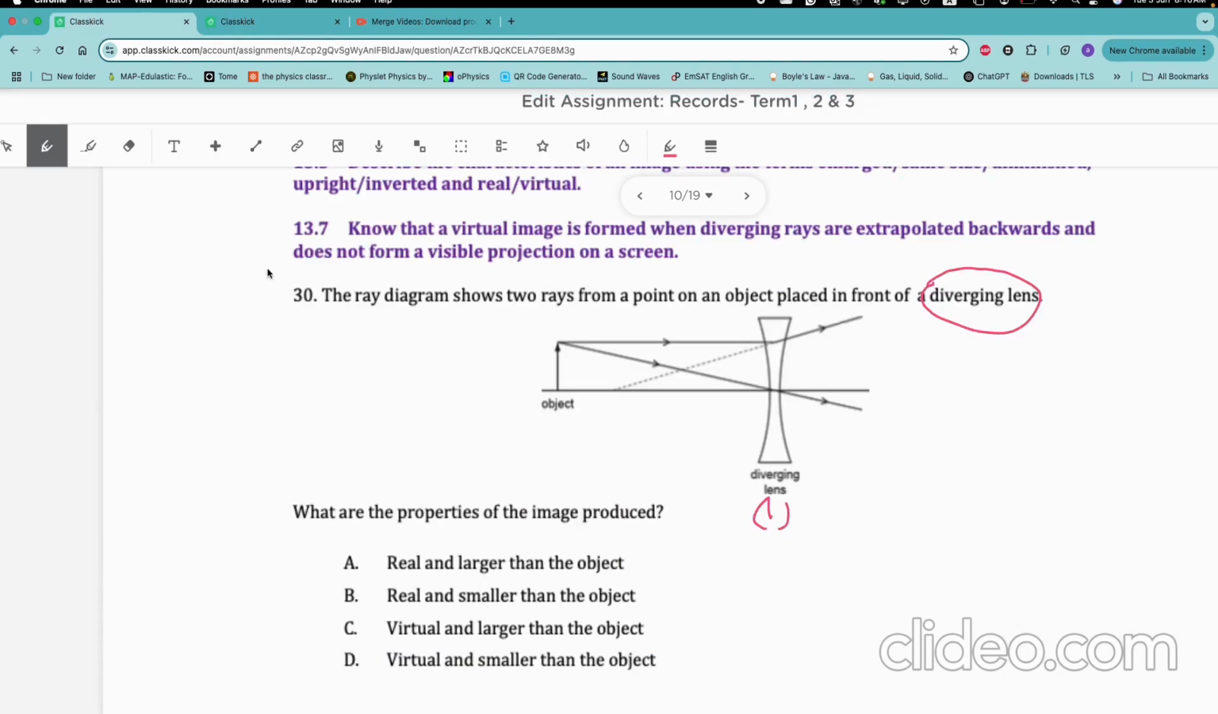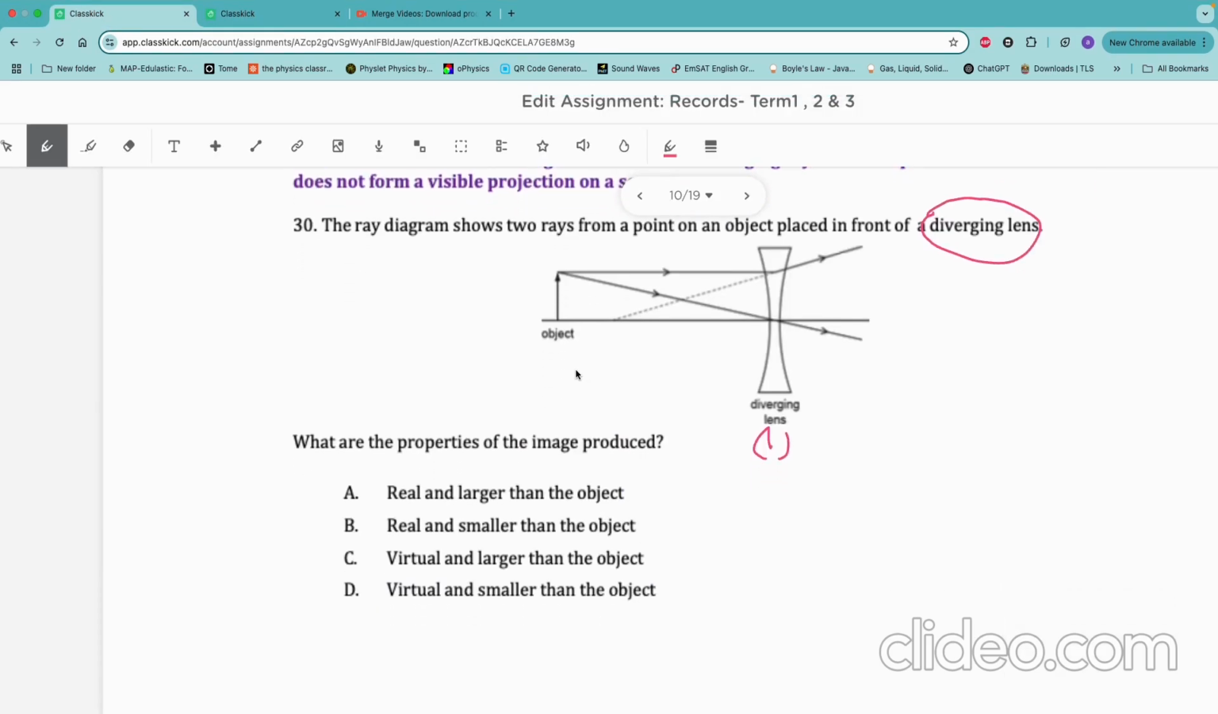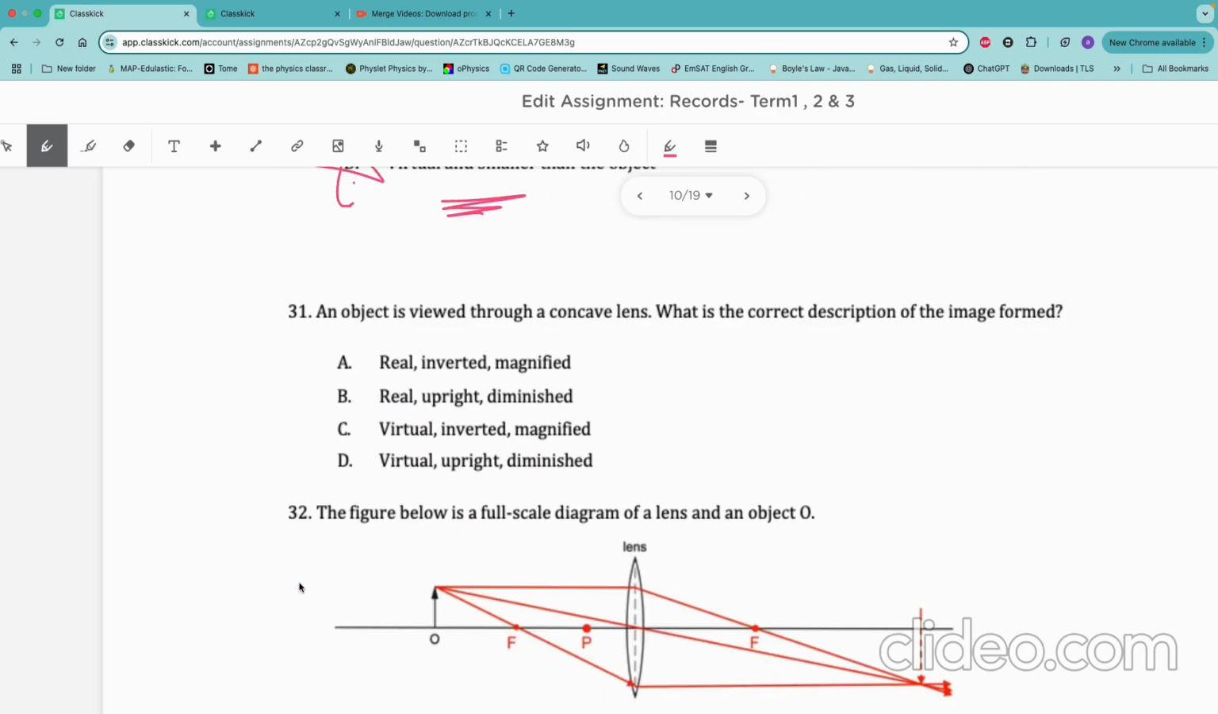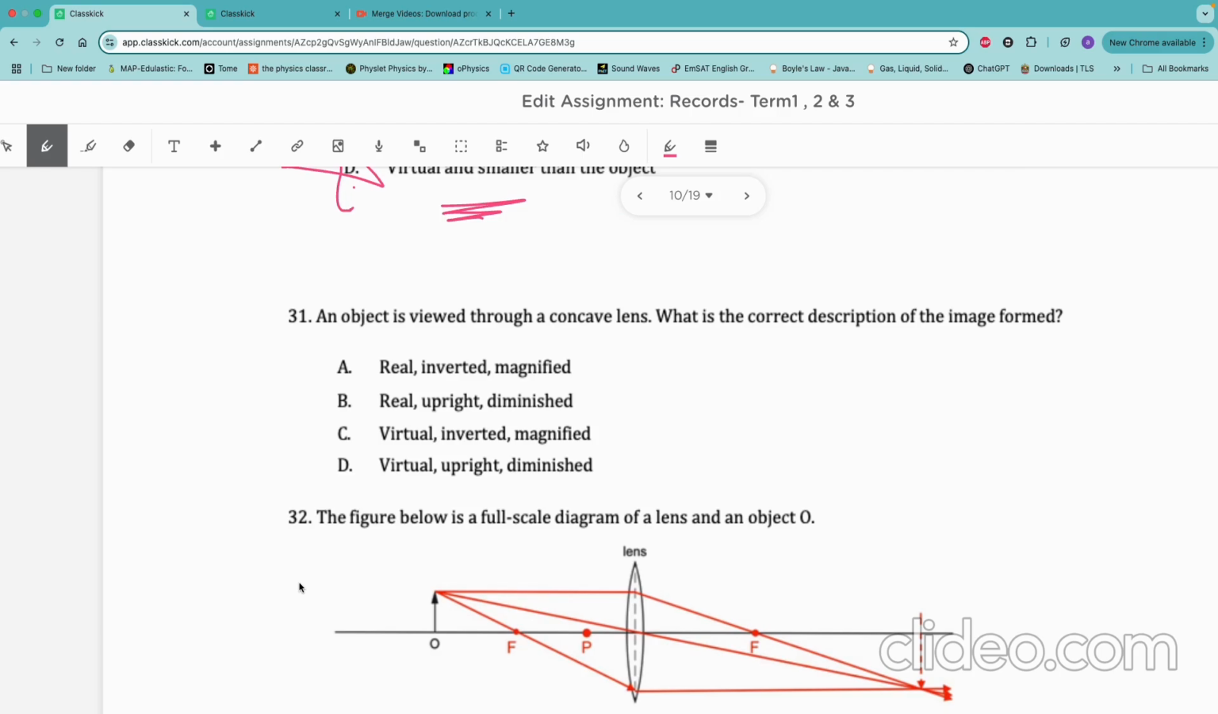So going back to this question, so real? No way, it's not real. Before even reading the rest, you eliminate these answers because there's no way it can be real, so it's virtual, either C or D. Larger? No, it's not larger, it's always smaller in size, so option D is correct.